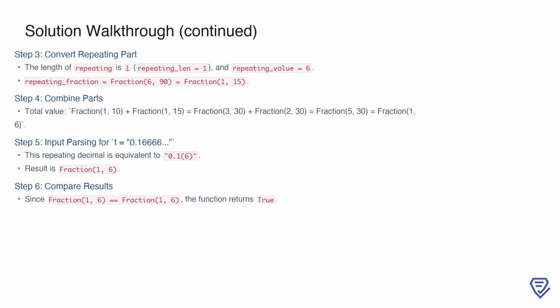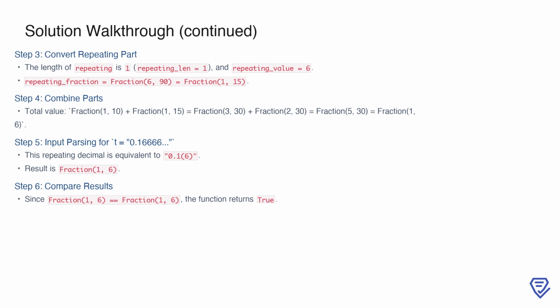Now, we combine the non-repeating and repeating parts to get the total value, 1/10 plus 1/15. Finding a common denominator, this becomes 3/30 plus 2/30, which simplifies to 5/30, or 1/6. For the second input, t equals 0.16666.